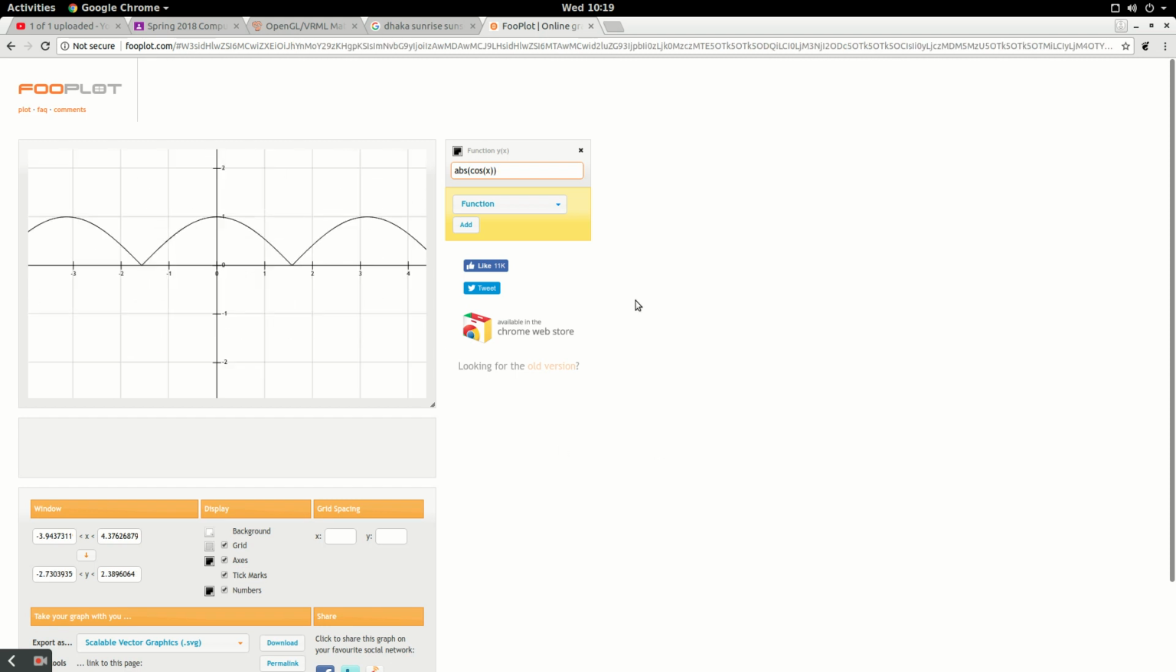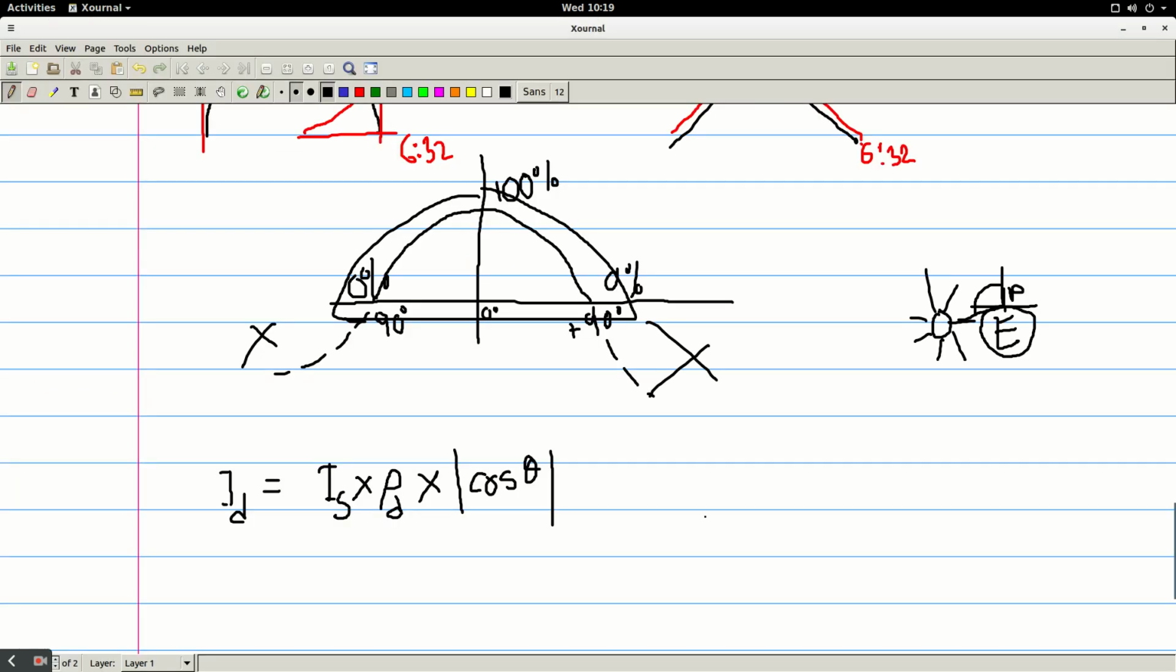With absolute value, this is how the curve would look. So if you go after 90 degrees, then suddenly what happens? You'd start to get more light because it's going to be positive. This is how the curve would look if you apply absolute value. We don't want that to happen.